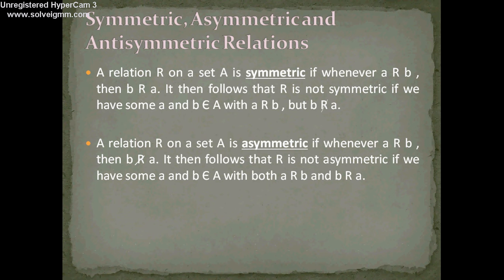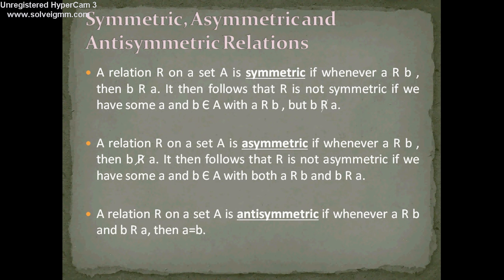Now what is asymmetric? A relation R on a set A is asymmetric if whenever A is related to B, B should not be related to A. It is just opposite to symmetric. So if (A, B) is present, then (B, A) should not be present for a relation to be asymmetric. Next, a relation on a set A is antisymmetric if whenever A is related to B and B is related to A, then A should be equal to B.